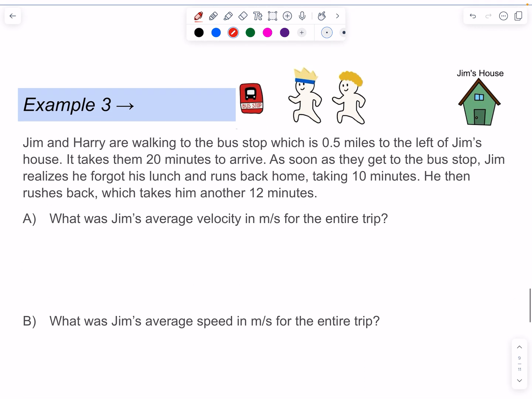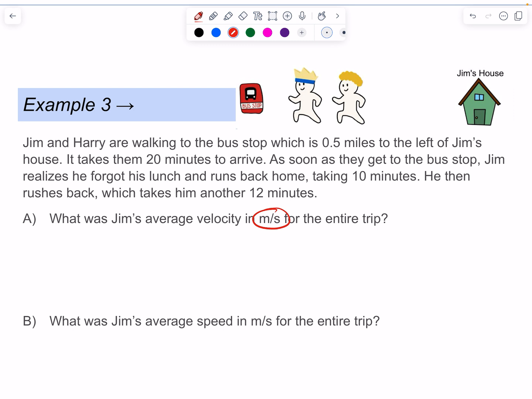So let's do another example. Jim and Harry are walking to the bus stop, which is 0.5 miles to the left of Jim's house. It takes them 20 minutes to arrive. As soon as they get to the bus stop, Jim realizes he forgot his lunch and runs back home, taking 10 minutes. He then rushes back, which takes him another 12 minutes. So what is the average velocity in meters per second for the entire trip?